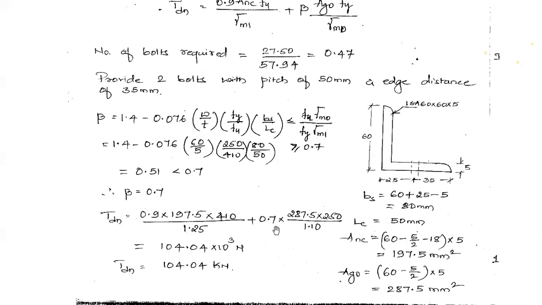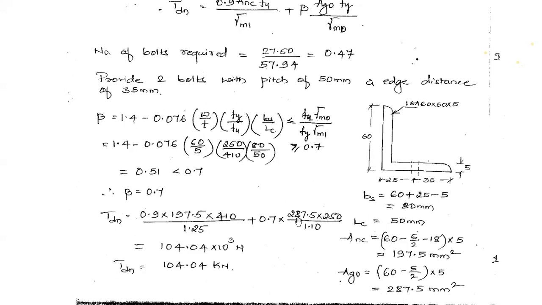Then beta into Ag0 into Fy upon gamma m0. How is Ag0 calculated? Simply the length of this unconnected leg minus half the thickness of the angle section at this junction, into the thickness: 60 minus 5 by 2, into 5, gives 287.5 mm square.